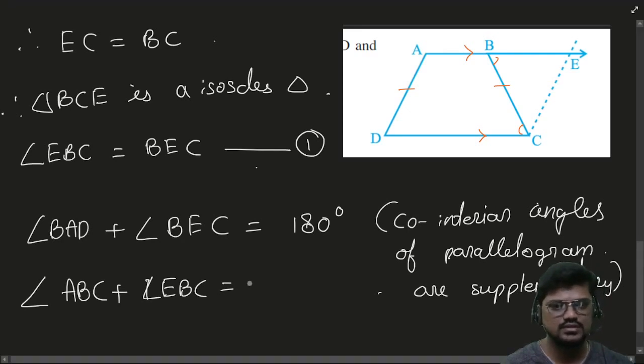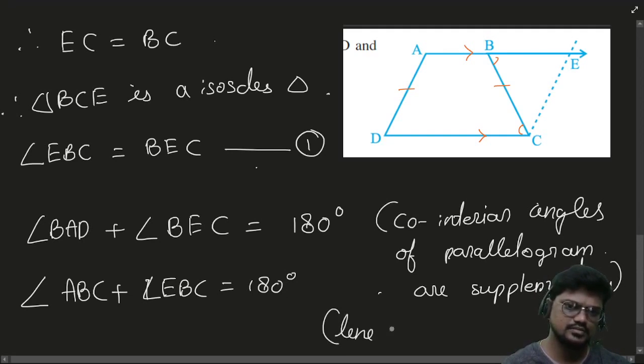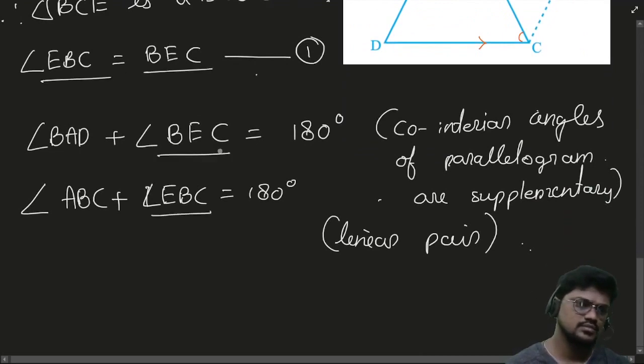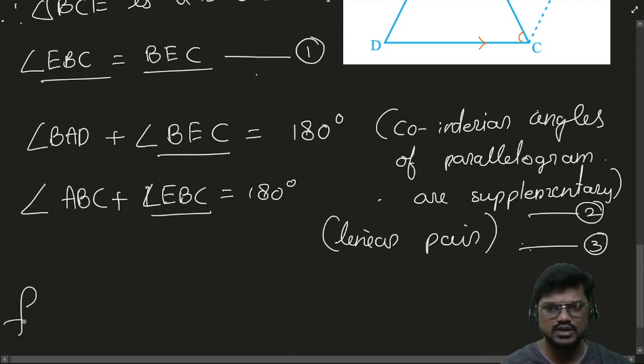180. What is the reason? Linear pair. Yeah, linear pair. But EBC is equal to BEC? Yes or no? These two are equal. Yes. So if this is 2 and this is 3, so from 1, 2 and 3, what can I say?